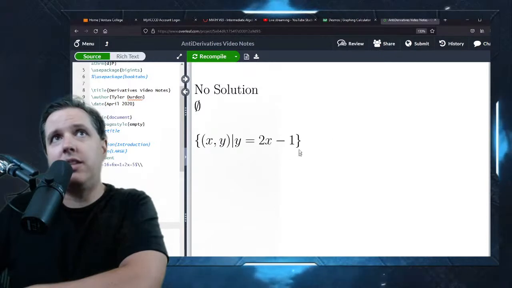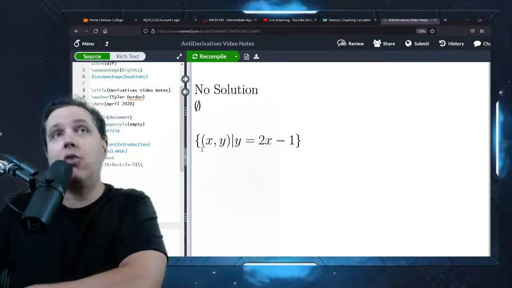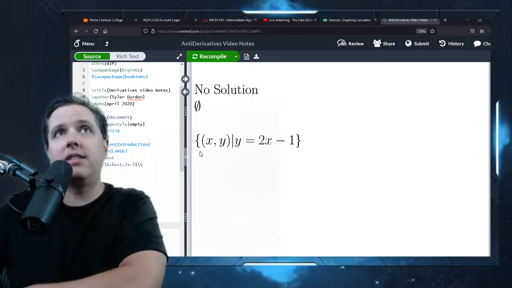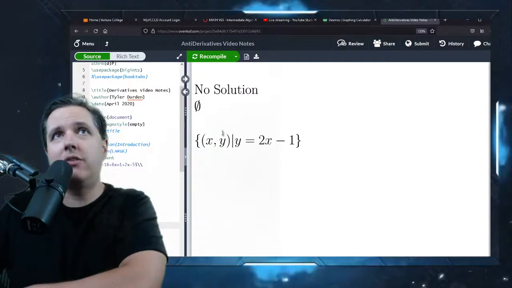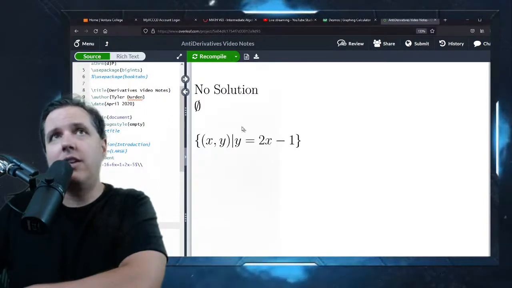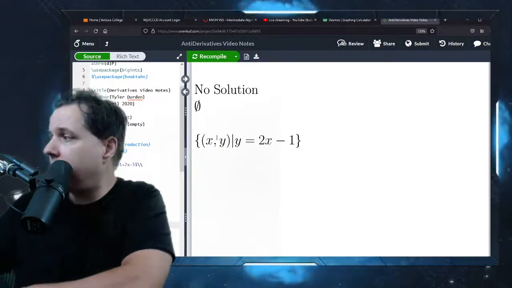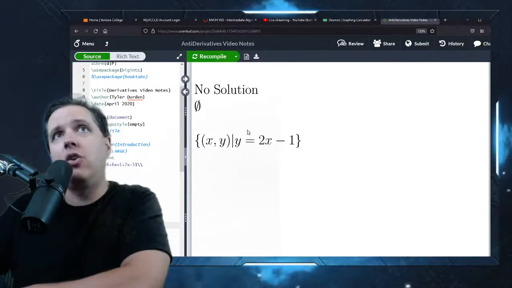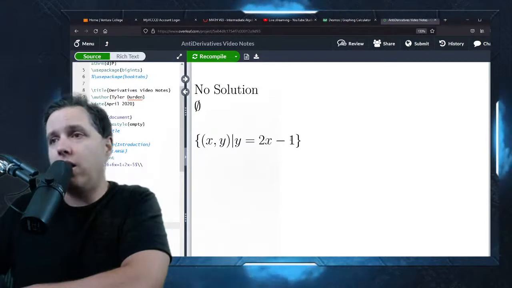Here's how you would read this. I look at the curly brackets and I go, oh, it's a set. This is the set of ordered pairs, because I'm indicating the ordered pair. This line means such that. So it's the set of ordered pairs such that y equals 2x minus 1. Okay, they follow that rule.